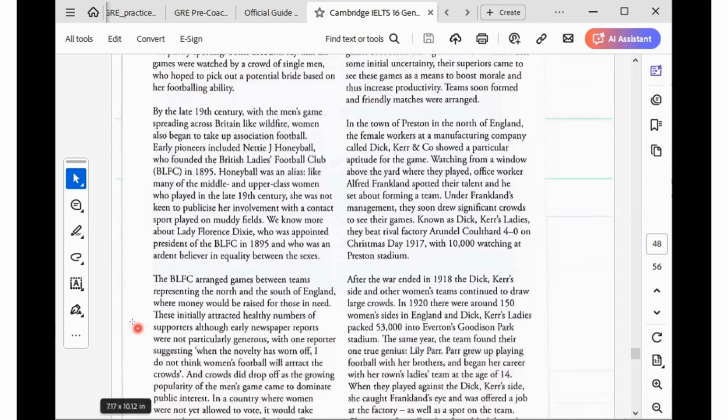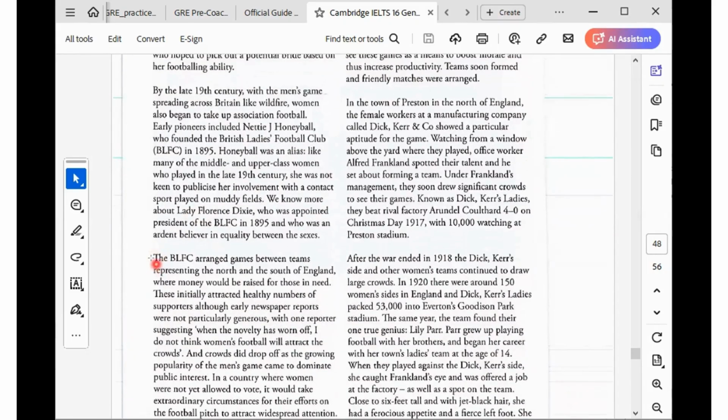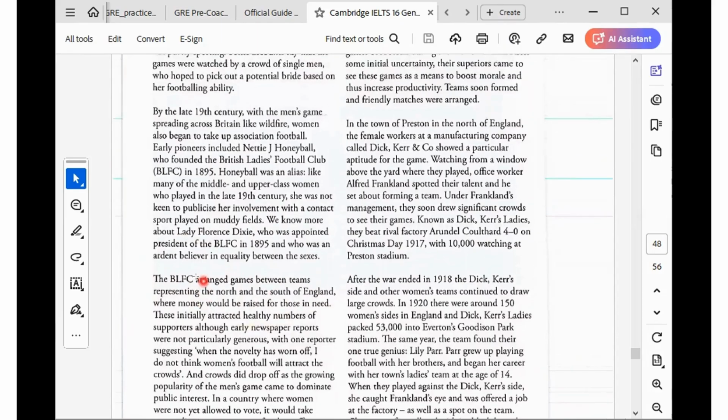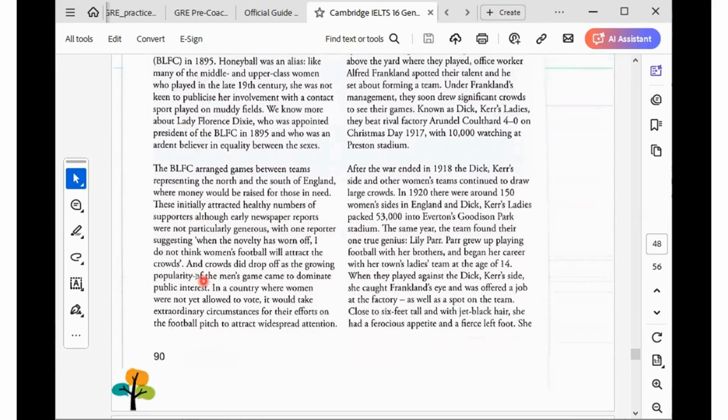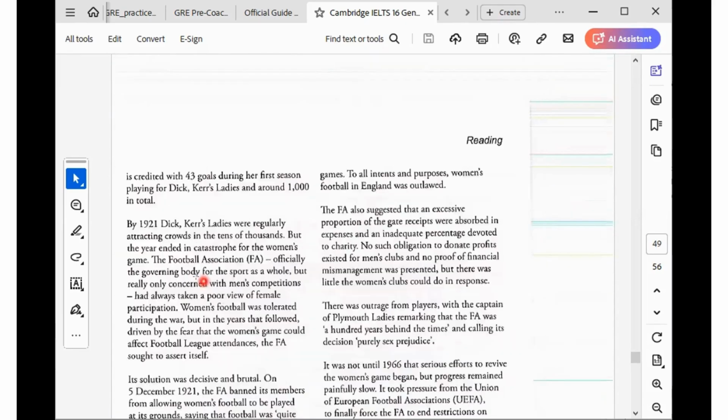Then look at the next paragraph. I'm seeing BLFC again. The BLFC arranged games between teams representing the north and south of England, where money will be raised for those in need. Okay, that's what BLFC did. There's no other BLFC on this page. Let me go to the question.